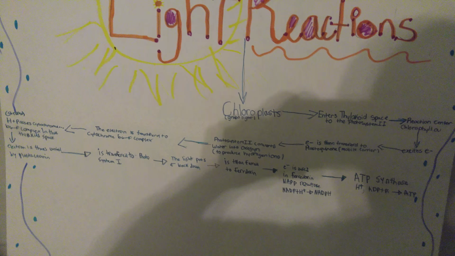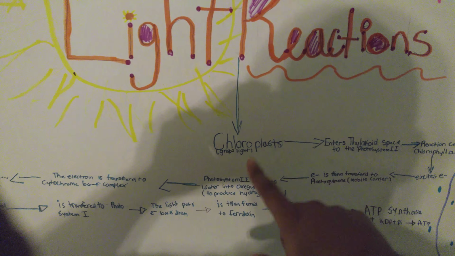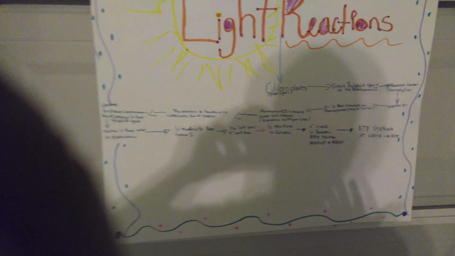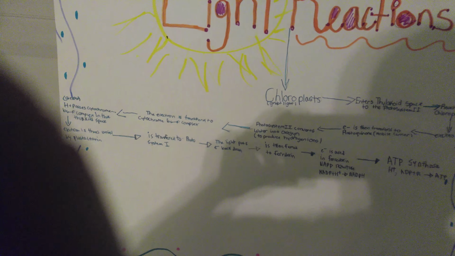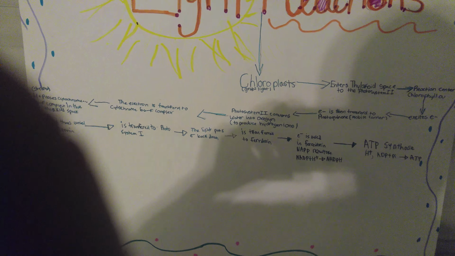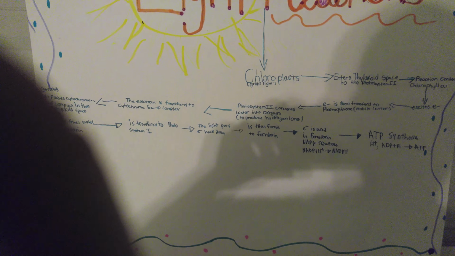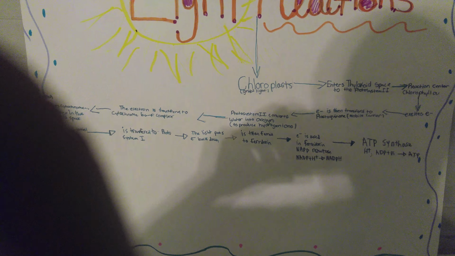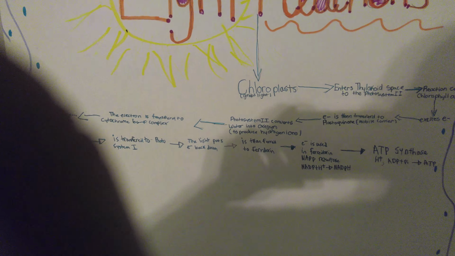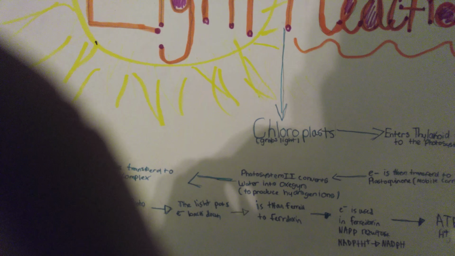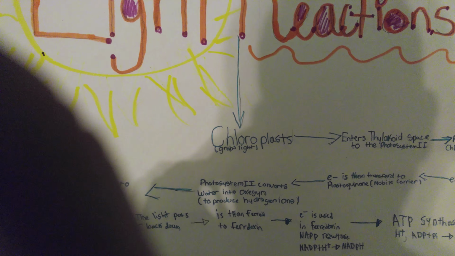So, the first arrow that goes down is to the chloroplast. The reason I chose chloroplast is because that's what brings in the light from the sun. It goes to the chloroplast, and that's what grabs the light. And then inside the chloroplast is the chlorophyll, and that's what uses the light for energy.